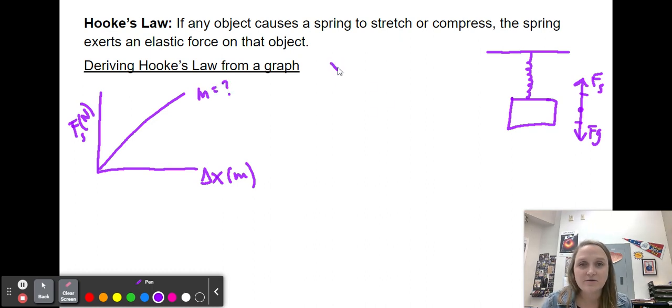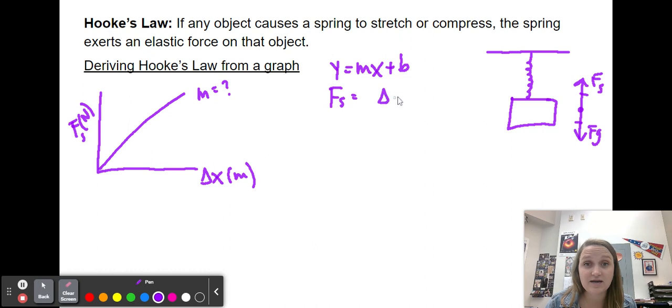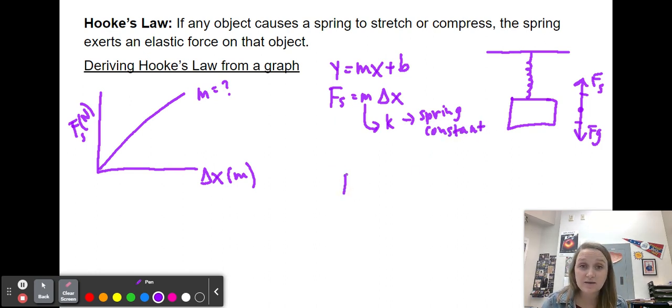Now, if this is a linear graph, we've got y equals mx plus b. We don't have a b value here because we're going to say that it's equal to 0. We have spring force on our y-axis. On our x-axis, we have a change in position, delta x. And our slope, if you remember, was k, which was the spring constant. So that's a quick reminder of where Hooke's law came from.